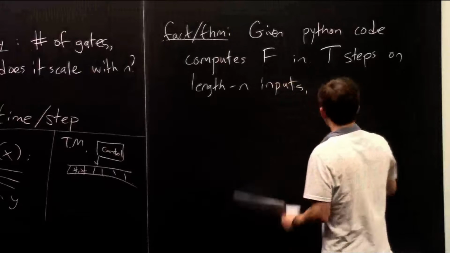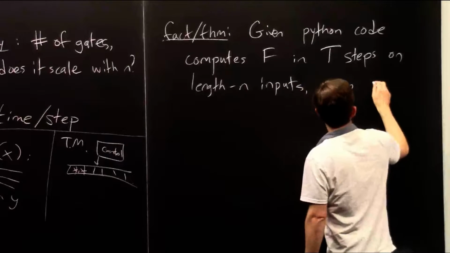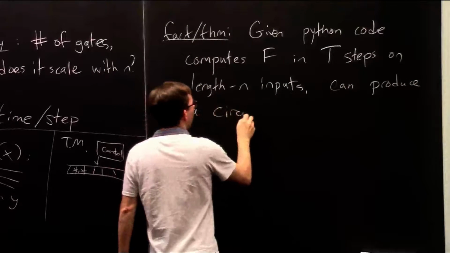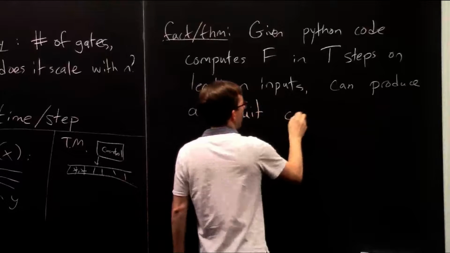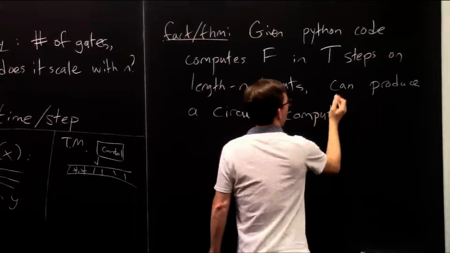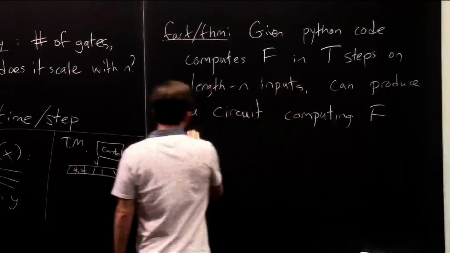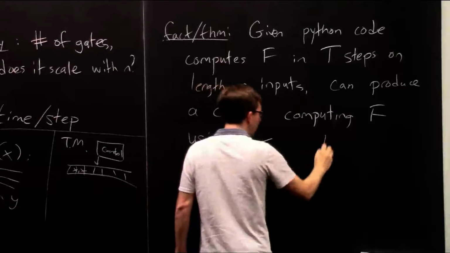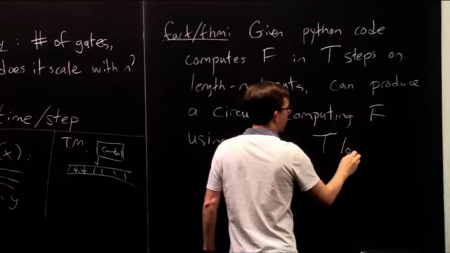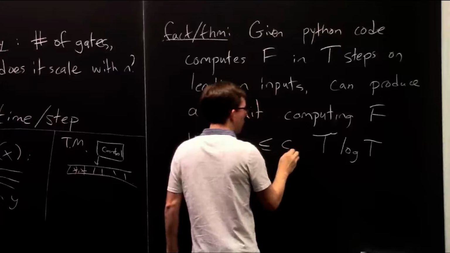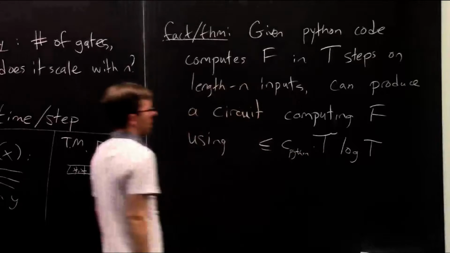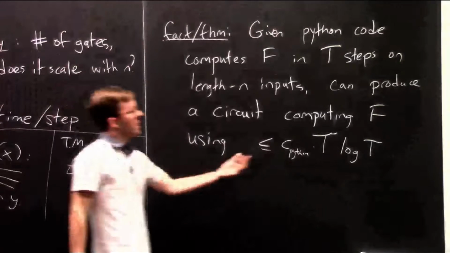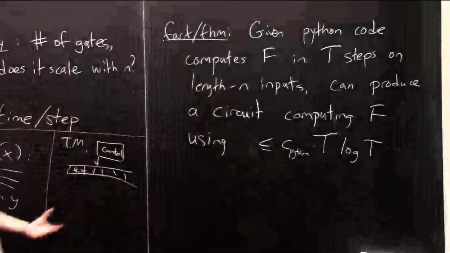then you can easily produce an AND, OR, NOT circuit computing f as well on n-bit inputs using a number of gates which is basically t. If you are careful, maybe it's t log t, and then there's a constant that depends on the programming language. So if you want to do it in Java or Turing machine, you might have a different constant here. And this log t is some small amount too. In practice, that's at most whatever, 50 or 100.